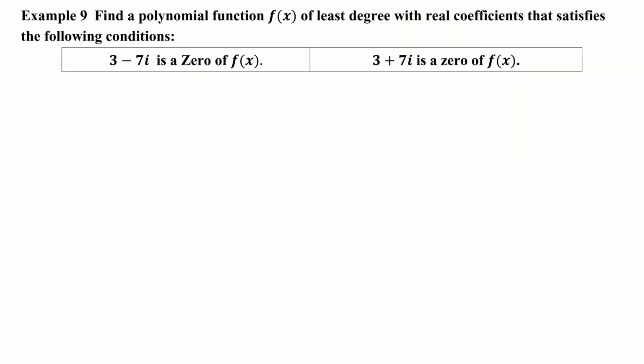All right, here we want to find a polynomial f of x of least degree with real coefficients that satisfies the following condition: 3 minus 7i and 3 plus 7i are zeros of the function. Okay, so we can assume a is 1 here again because we're not given any initial condition. So we can just say f of x is equal to quantity x minus quantity 3 minus 7i times quantity x minus quantity 3 plus 7i.